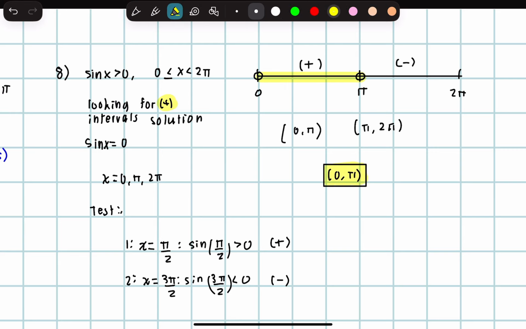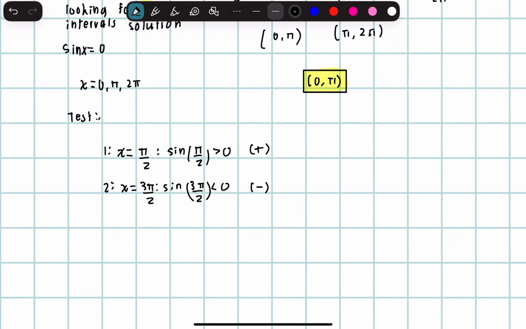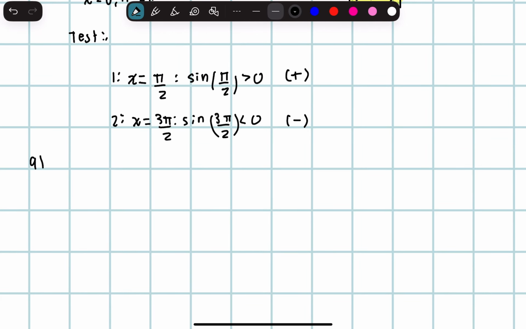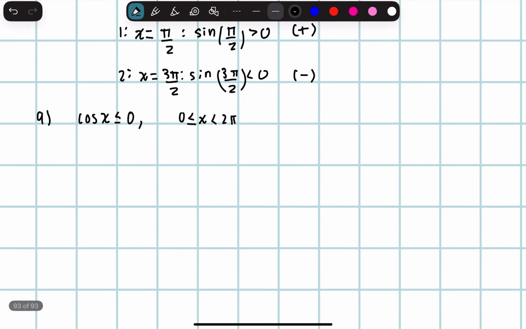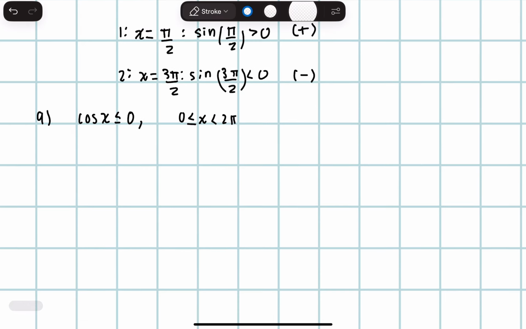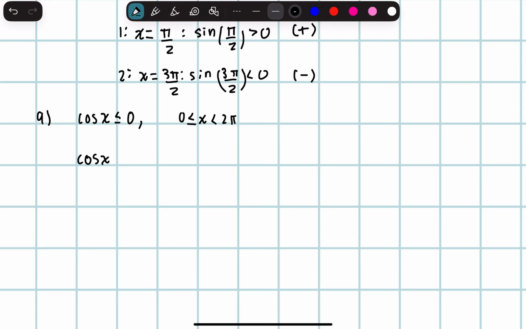Now let's do another question. Let's say that we have question 9. For question 9, we have cosine of x is less than or equal to 0, and this is on the interval 0 is less than or equal to x is less than 2 pi. Now we want one side isolated, but it's already isolated, so now we just solve the equation. Cosine of x is equal to 0, and this happens at x is equal to pi over 2, and also at 3 pi over 2.